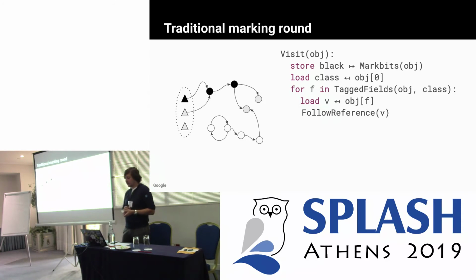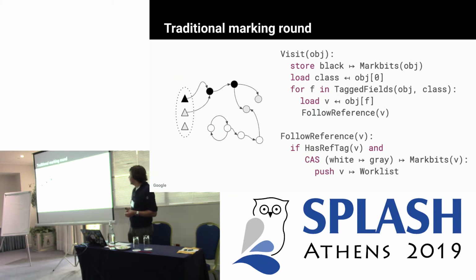When we visit an object, and that's how traditional literature proposes it, even in concurrent settings, you somehow store the color black in your mark bits. We won't go into the memory model details there. We can discuss that offline. You need to load a class, and you at some point need to iterate all these tagged fields, if you put it in V8 terminology. And for each tagged field, you need to load the reference and follow the reference, where following a reference means checking the tag and then trying to transition it to the color gray and putting it on a work list.